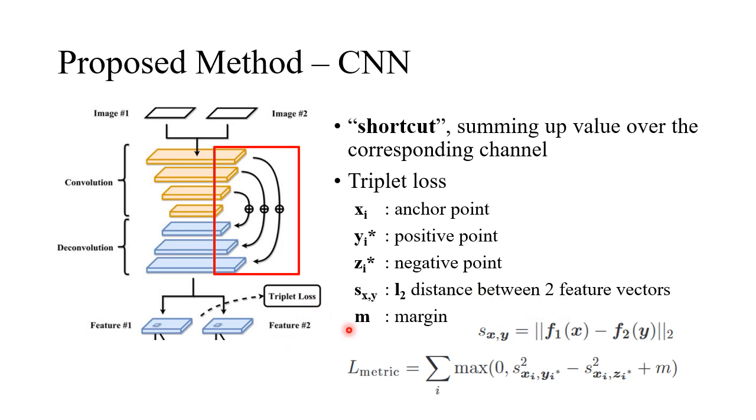Using this triplet loss function, the network learns the feature representations so that the distance between the anchor and the positive sample is minimized and the distance between the anchor and the negative sample is maximized, which is this part.